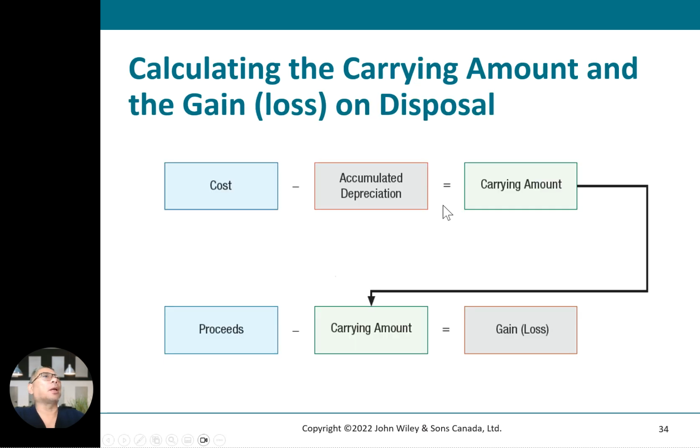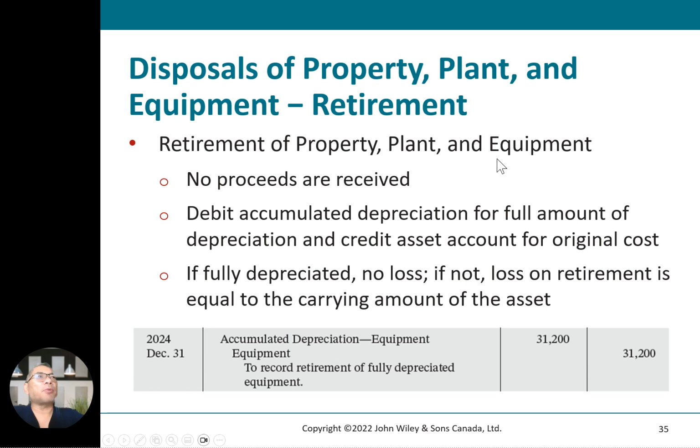So cost minus accumulated depreciation, you get the carrying amount. Proceeds minus carrying amount, you get the gain or loss there. Gain or loss depends on the money. If it is positive, it's a gain. If it is a loss, it's going to be negative. Now, retirement of PPE, where no proceeds are received. Debit accumulated depreciation for the full amount of depreciation and credit the asset account for the cost. If fully depreciated, there is no loss. If there is a loss on retirement, it is equal to the carrying amount of the asset.